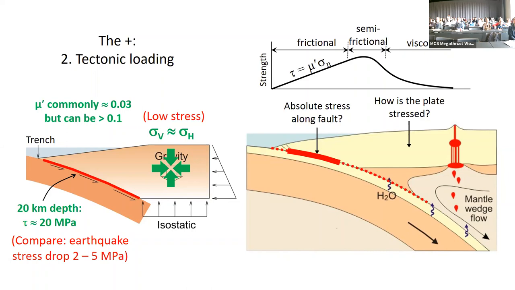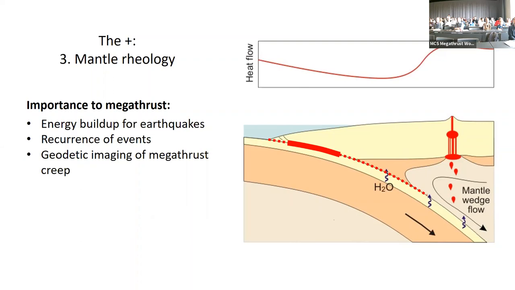The third one is mantle rheology. It's important because it has to do with energy buildup for earthquakes, right? Earthquake cycles. The recurrence of events is not just about the friction and elasticity, it also has to do with how the mantle responds in a viscous way. And if you want to study fault behavior from surface observations, we have to understand whether that's due to fault motion or due to mantle flow, right? So we need to understand this.